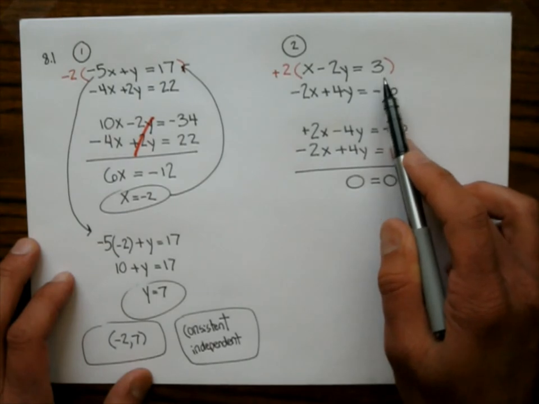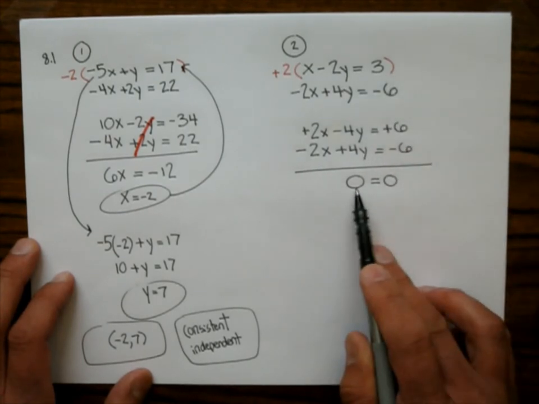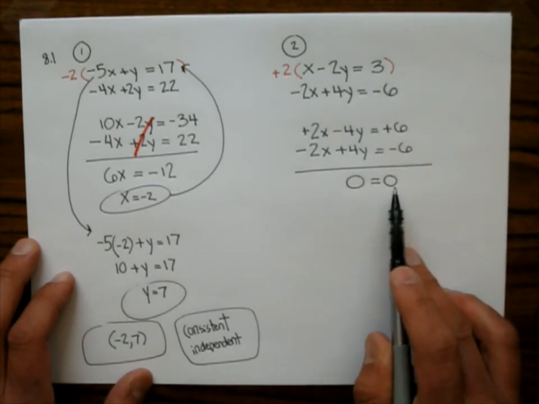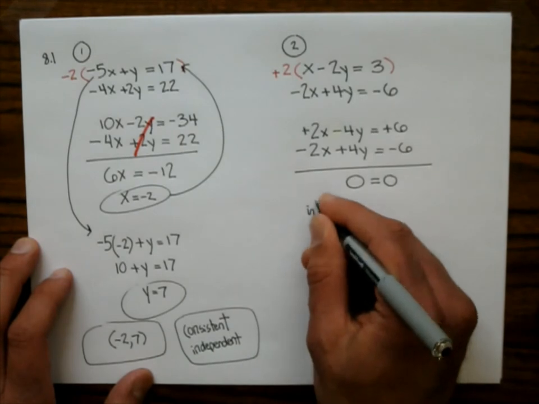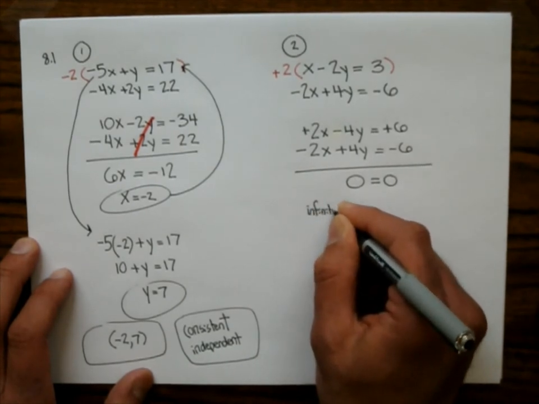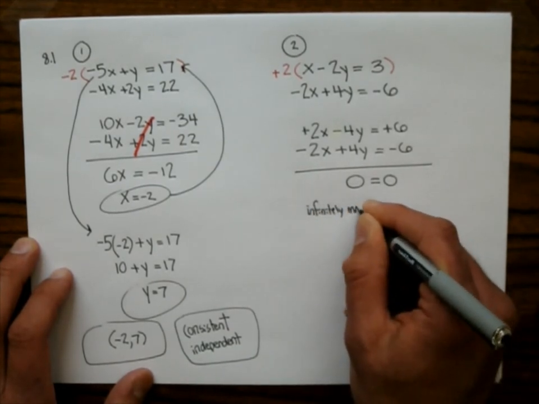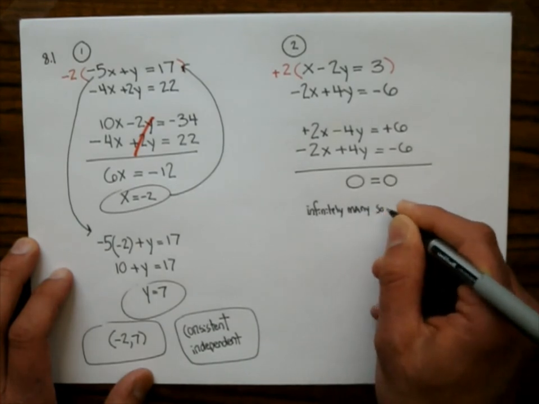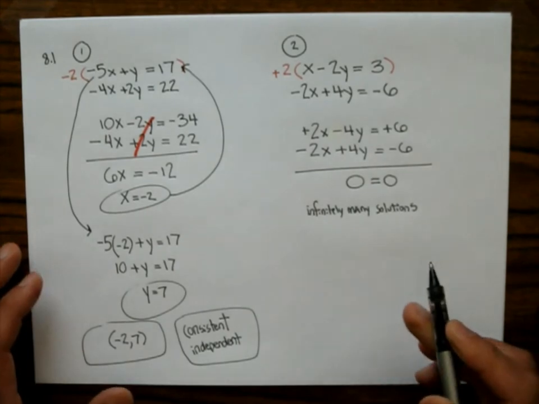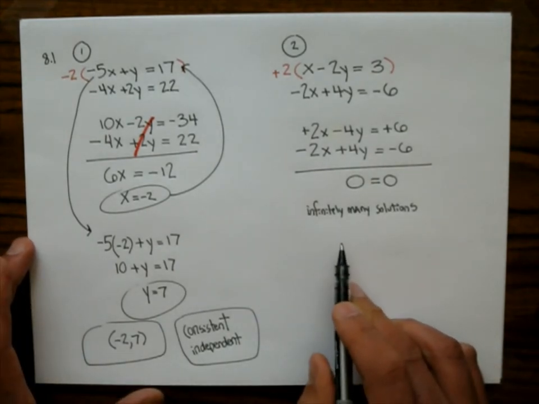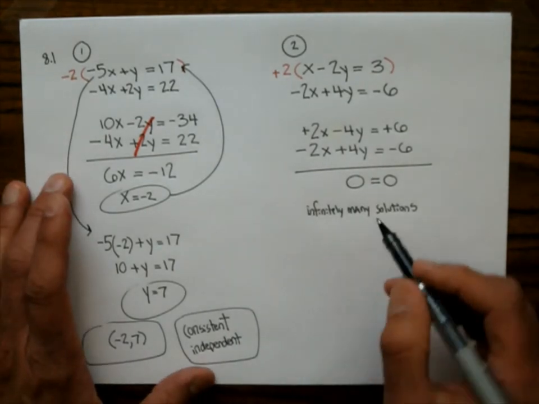Now, had one of these numbers been a little different and I got 0 equals 7, then we would have said no solution, which is inconsistent. But this one is infinitely many solutions. Now, some of you are like, okay, that's a good answer. No, it's not. We have to write all the solutions. Now, how do I write all the solutions?